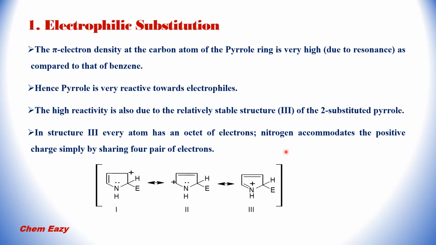You can see here, these are the resonance structures when an electrophile attacks position 2 of the pyrrole. In this, you can see this structure 3. So this is a relatively stable structure, and in this structure all the atoms have an octet of electrons, and the nitrogen accommodates the positive charge simply by sharing 4 pairs of electrons.